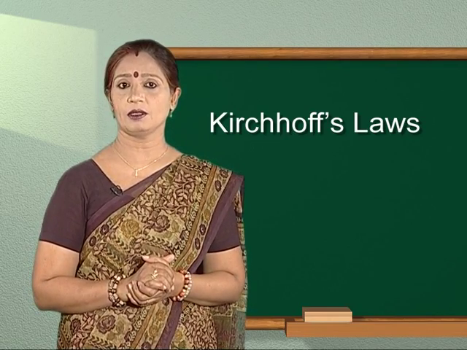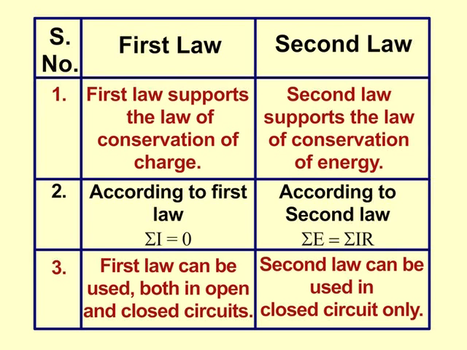Just look at this table. The first law supports the law of conservation of charge, whereas the second law supports the law of conservation of energy. According to the first law, sigma I is equal to 0, while according to the second law, sigma E is equal to sigma IR. Then the first law can be used both in open and closed circuits, while the second law can be used in a closed circuit only.